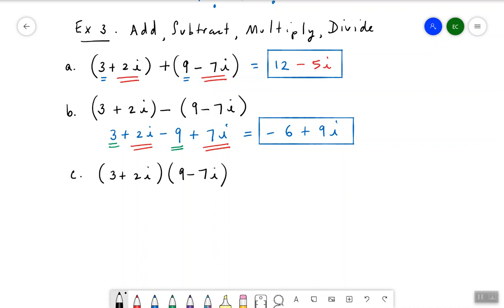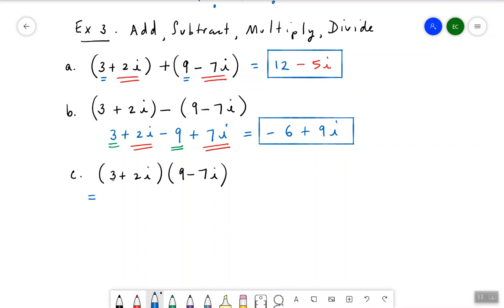You've done a problem very similar to this, except instead of i's, you had x's. And so actually we can treat the i just like we would treat the x. We can distribute the 3 plus 2i to each term in the next factor. Or, some of you learned this as FOIL. FOIL stands for first, outer, inner, and last. And I'll try to write that out here.